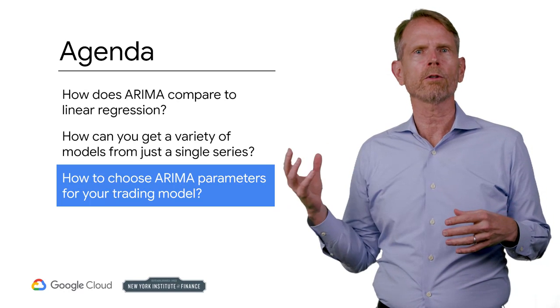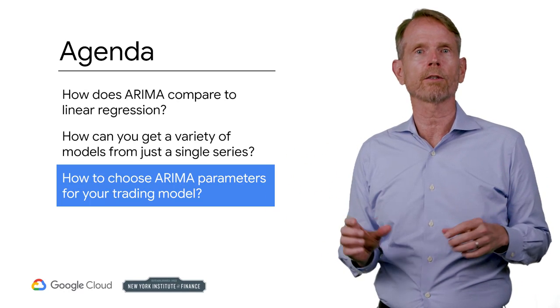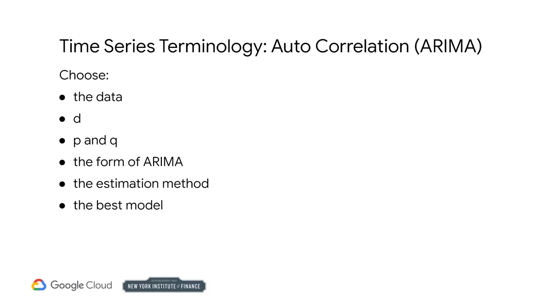Let's turn to how you choose your ARIMA parameters when designing a trading model. When you run ARIMA models, you have 6 key decisions to make. Choose the data, D, P, and Q, type of ARIMA model, estimation method, and finally choose the best model overall.